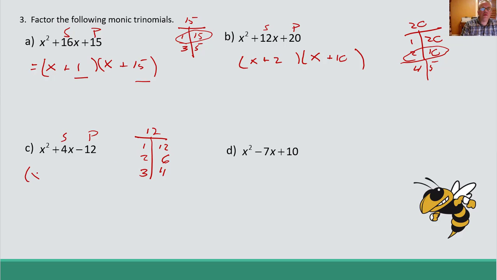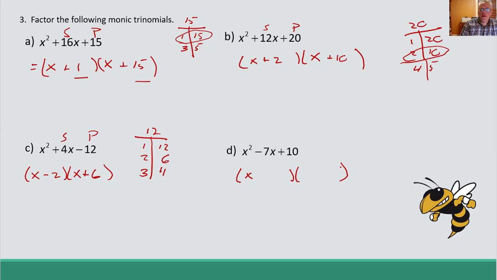So let's give that a try. X minus 2, x plus 6. Sure enough, negative 2 plus 6 is 4. Negative 2 times 6 is negative 12. All right, let's try this one.